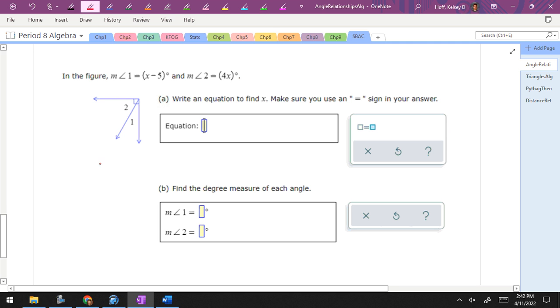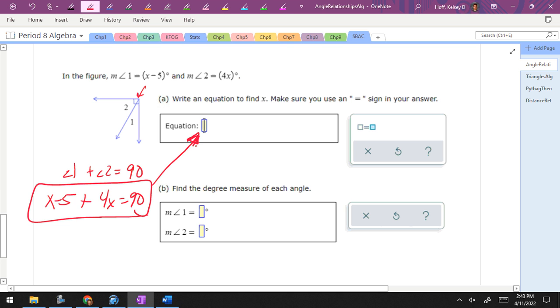180. What about 180? Why 90? It's a right angle. We know by the box. Would everybody agree with me? Angle 1 plus angle 2 equals 90 degrees. Okay? What do they tell us angle 1 is? X minus 5. What do they tell us angle 2 is? 4x. x minus 5 plus 4x equals 90. That is what you type in A. You do not even have to simplify terms or anything. Just type that into A.